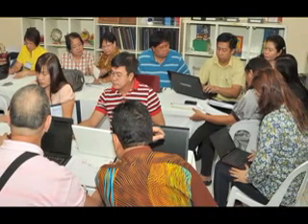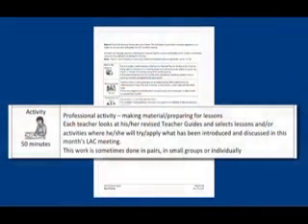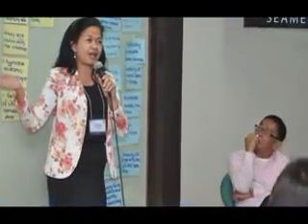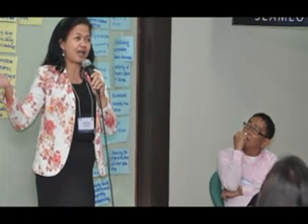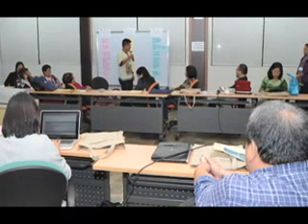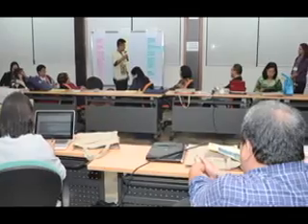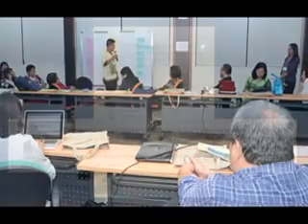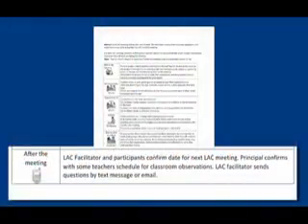This can be done in pairs, in small groups, or individually. In the sharing session, each teacher shares what he or she is planning to do, and together in small grade groups, they discuss and help each other identify what they will collect as evidence of the outcome. At the following session in a month's time, they will share their experiences, collected data or evidence, and reflections on what they tried and how it went. After the meeting, the LAC facilitator and participants confirm the date for the next LAC meeting. The teacher then talks about the value of LAC to his or her practice.